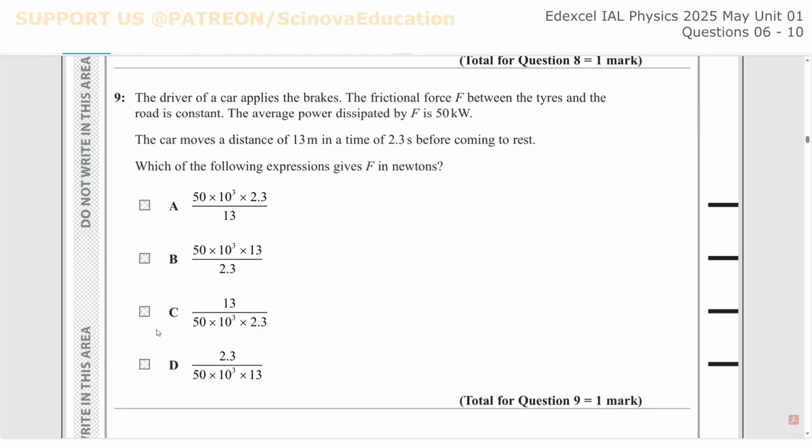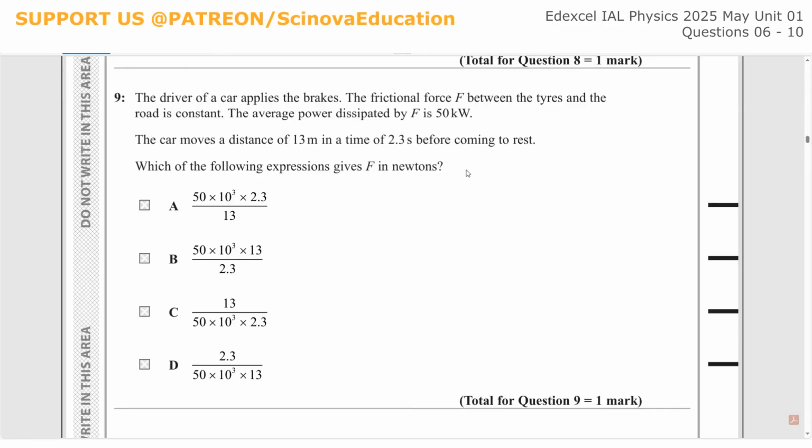Let's move on to question 9. The driver of a car applies the brakes. The frictional force between tires and the road is constant. The average power dissipated by F is 50 kilowatt. The car moves a distance of 13 meters in a time of 2.3 seconds before coming to rest. Which of the following expressions gives F in newtons?